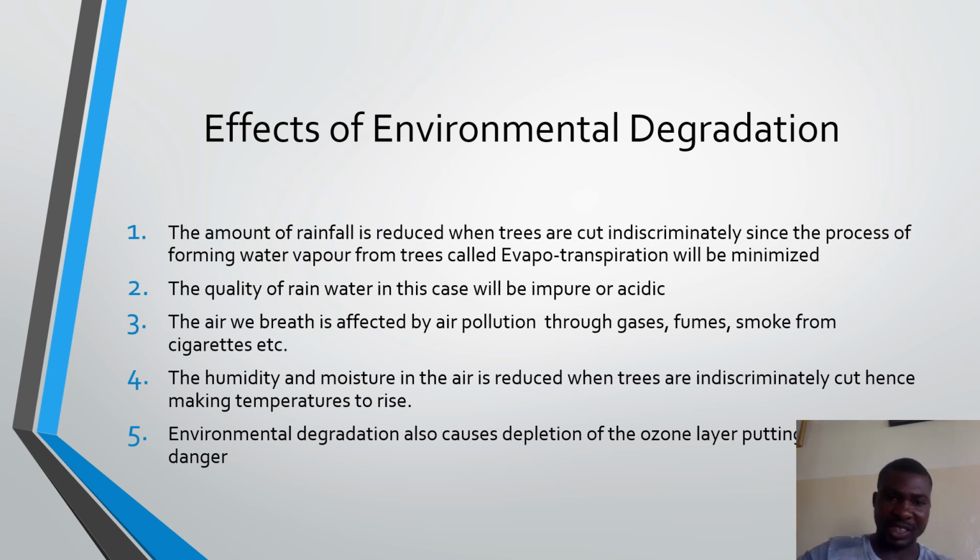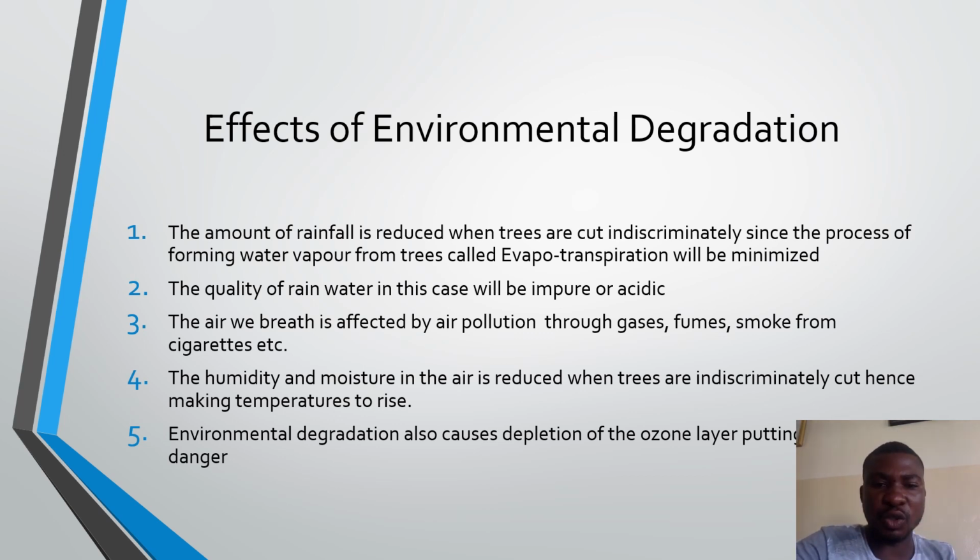4. The humidity and moisture in the air is reduced when trees are indiscriminately cut, hence making temperatures rise. What this means is that since the rain does not fall, the humidity, or the amount of water in the atmosphere, is reduced because the trees are cut down anyhow, and it makes temperatures rise.